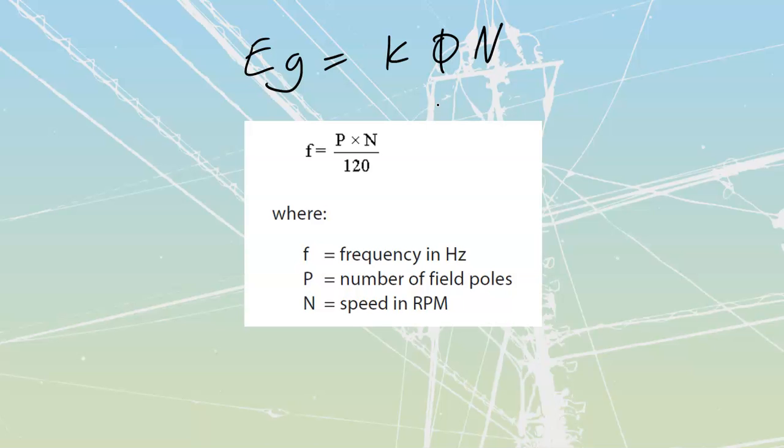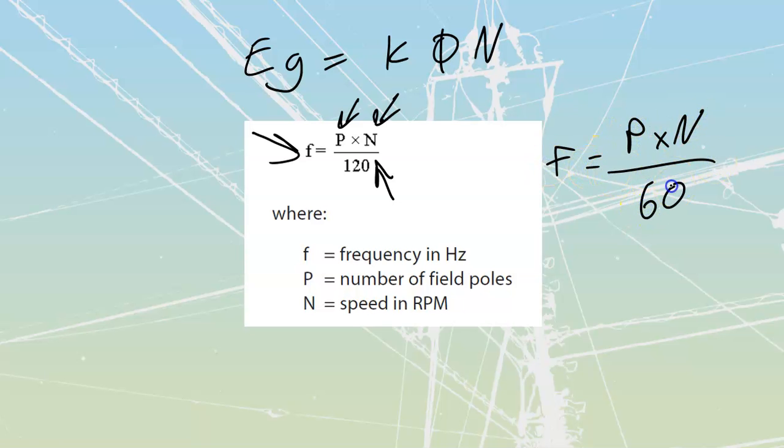But we're also going to deal with one that we probably have not seen since possibly first year, if not second year, and that's going to be this one here, which is going to be dealing with frequency, where frequency is based upon the number of field poles multiplied by the speed in RPM over top of 120. Now, there will be times where you're going to see the same formula written as F is equal to P times N over top of 60.